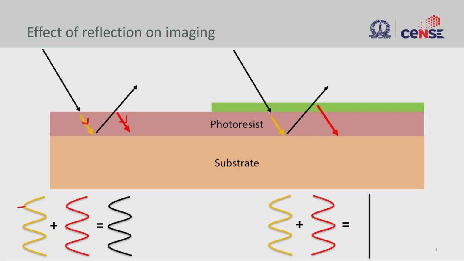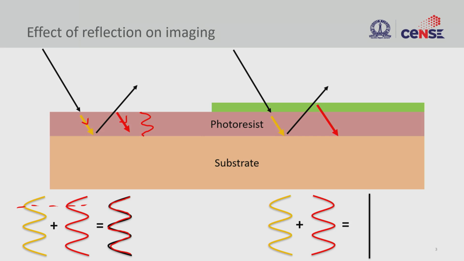So if these two beams don't have any phase difference, and they add or interfere with each other, it will create a standing wave. This is the standing wave we are talking about. So the intensity of light within this photoresist region will look something like this, because there is no phase difference between these two beams. But this intensity variation within the photoresist is undesirable, because ideally you want a flat exposure. Uniform intensity of exposure is what you are trying to achieve.